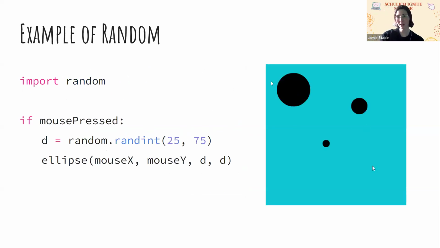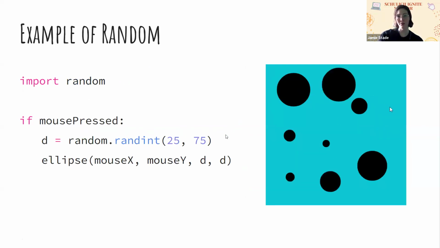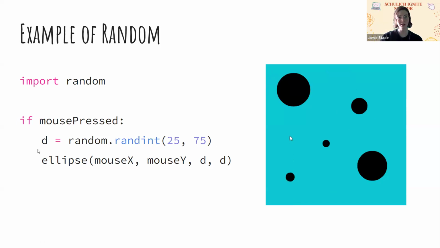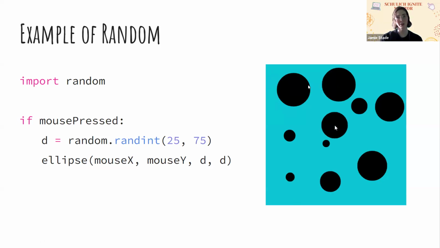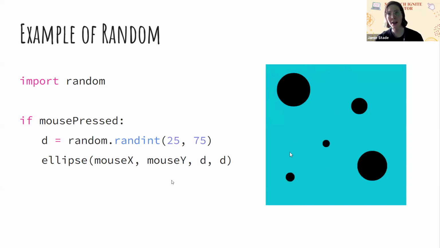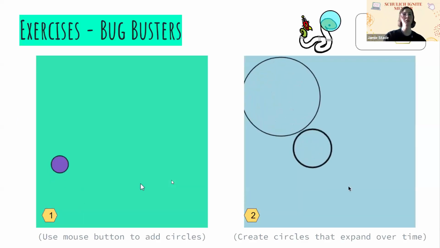An example of how that could be used: let's say we want the diameter of these circles to be selected randomly from the range of 25 to 75. We could find diameter with randint, as we see here, and that'll give us a bunch of random diameters for differently sized circles. Okay, so a couple of our end of session exercises will use these.